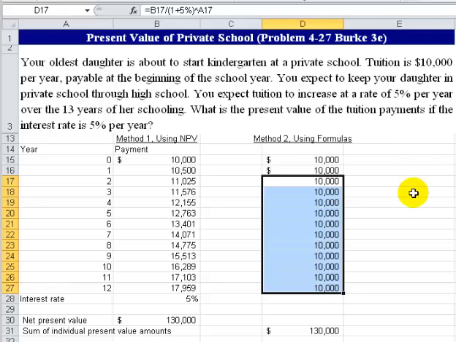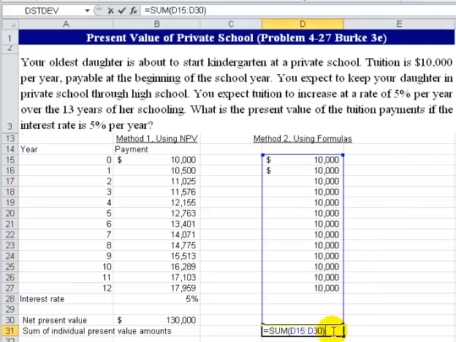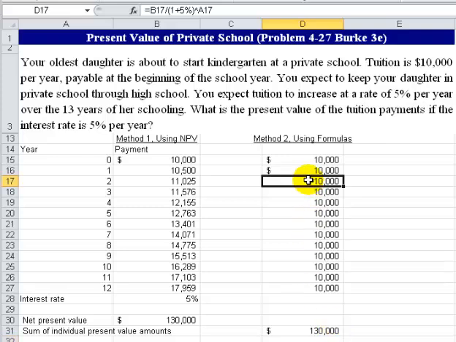Again, I'm going to sort this here. And then we simply sum them. And so when we sum those individual present value amounts, oh, by the way, I should format this one that way, it also equals 130,000. So here's two ways to calculate this with math, and then of course if you could do it in your head, that's a third way as well.